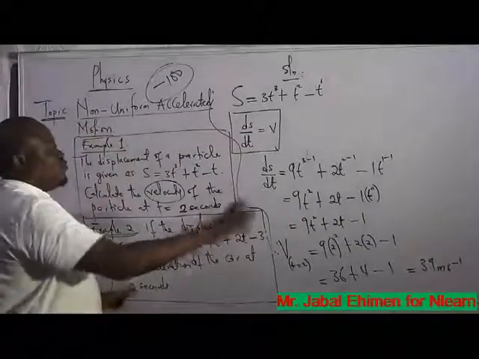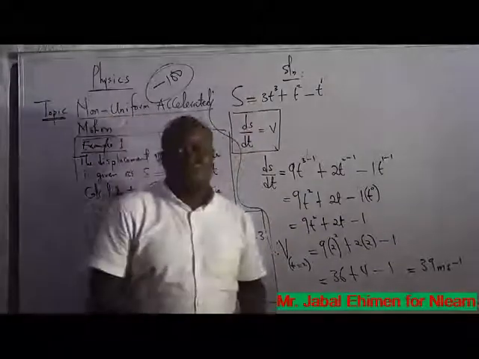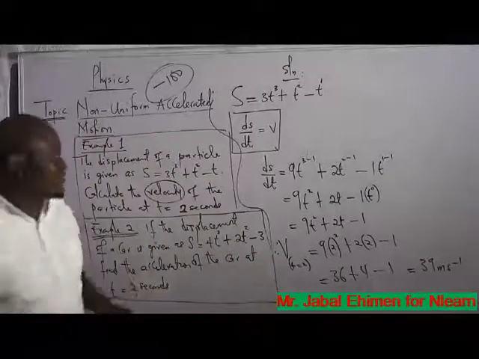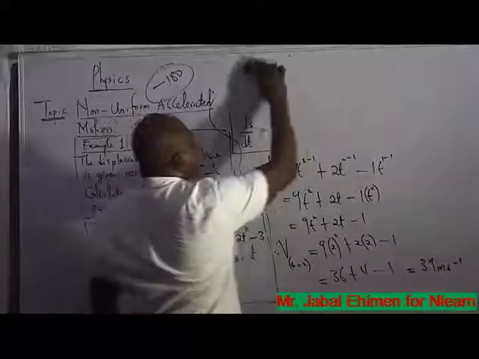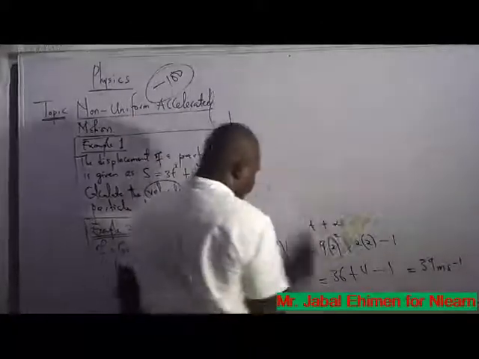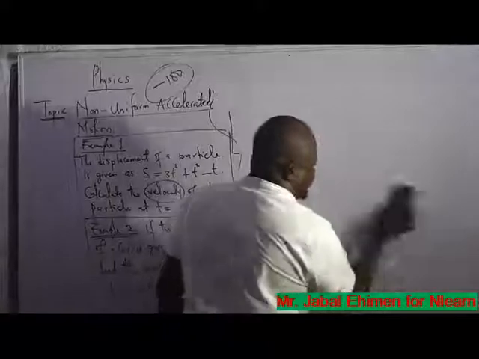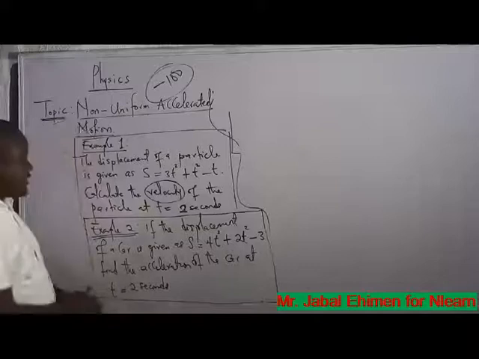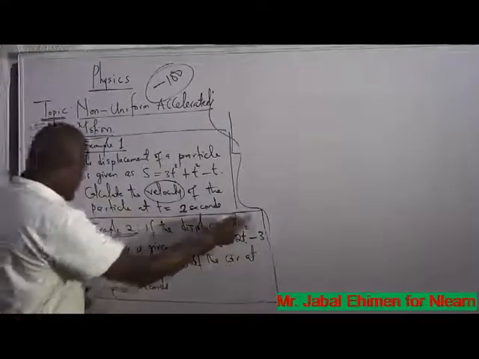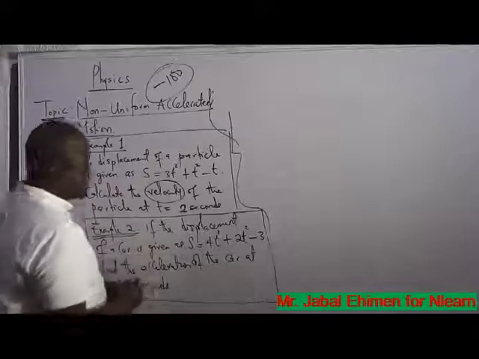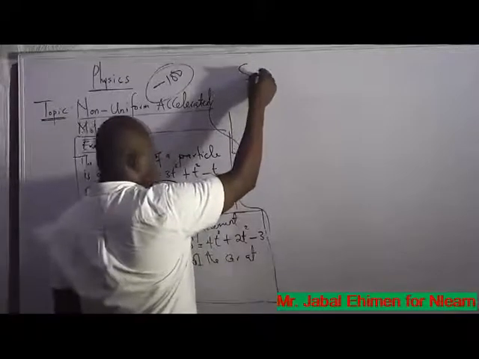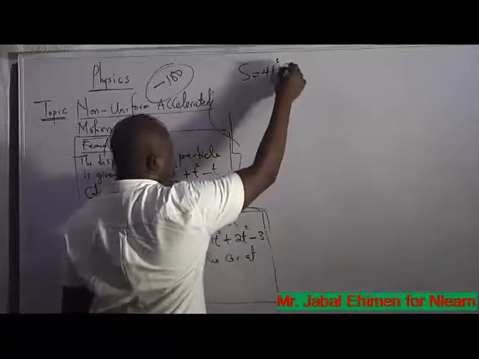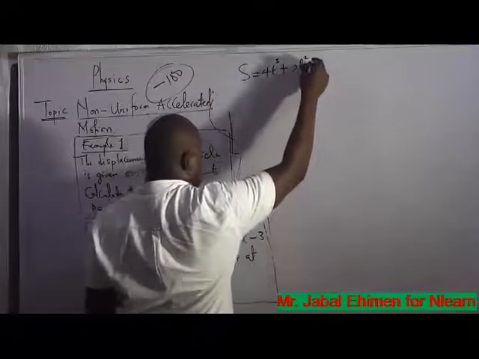So now we know how to calculate that as the first. Now after knowing that, we'll move to the next question. The next question is interesting in the sense that it talks about acceleration. Example 2: if the displacement of a car is given as s is 4t raised to power 3 plus 2t squared minus 3.